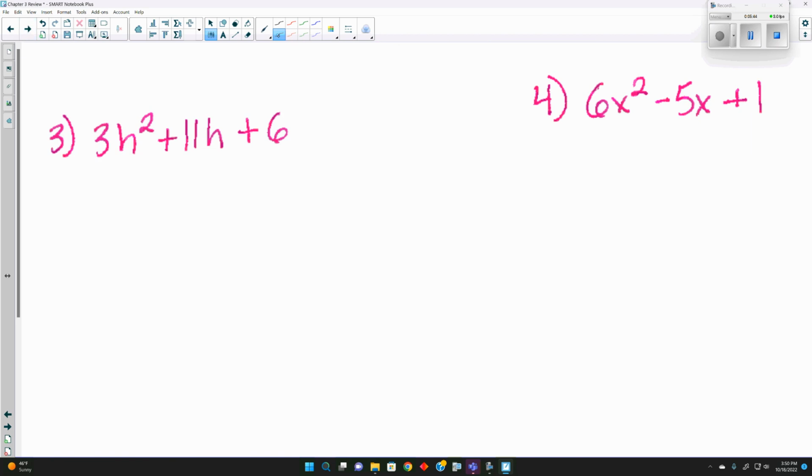Let's look at the next one, number 3. And again, our first step is to check for greatest common factor. There is a greatest common factor between 3h squared and 6, but not between all three. So we can move on to step number 2.